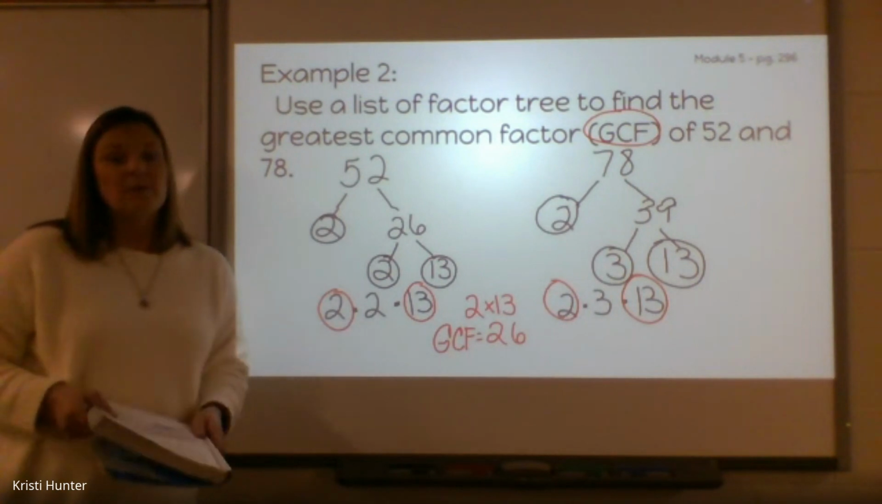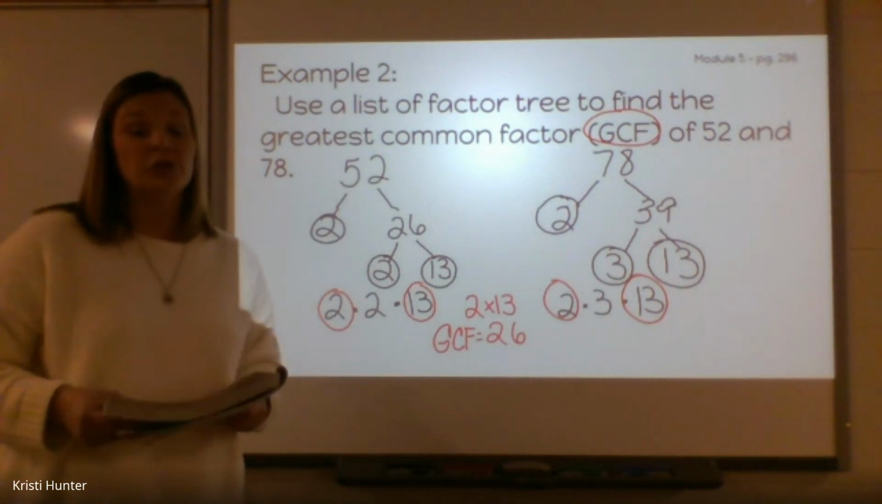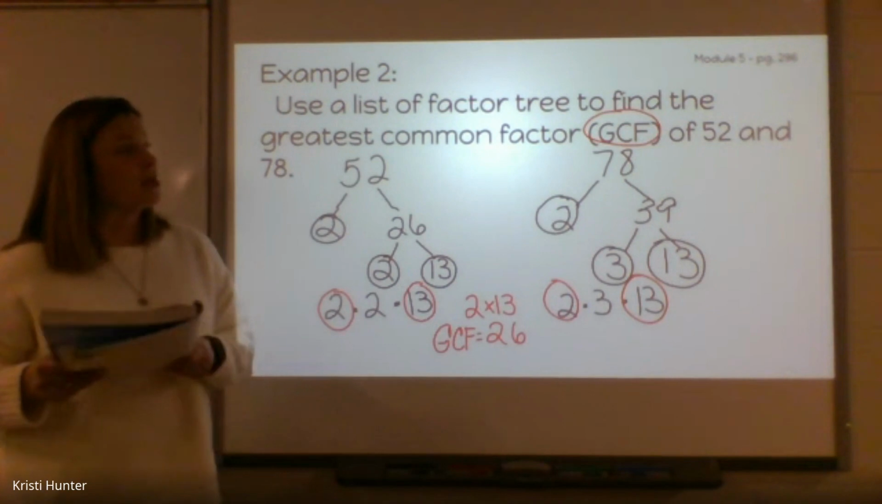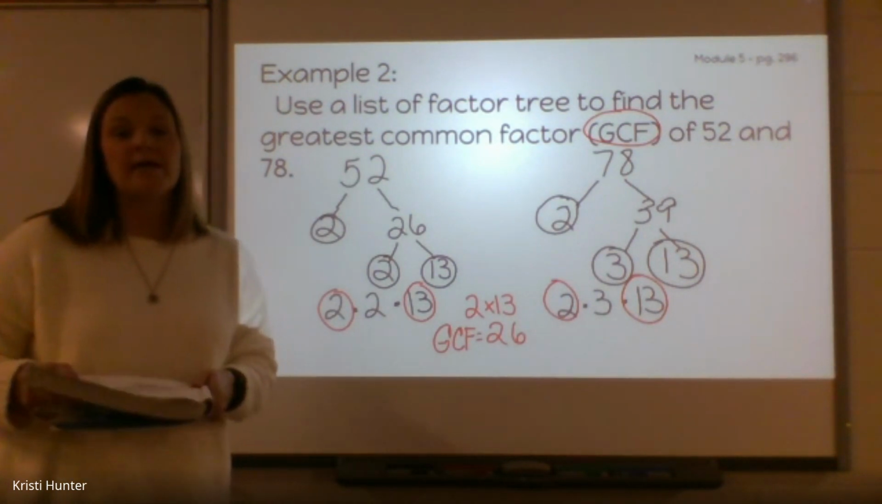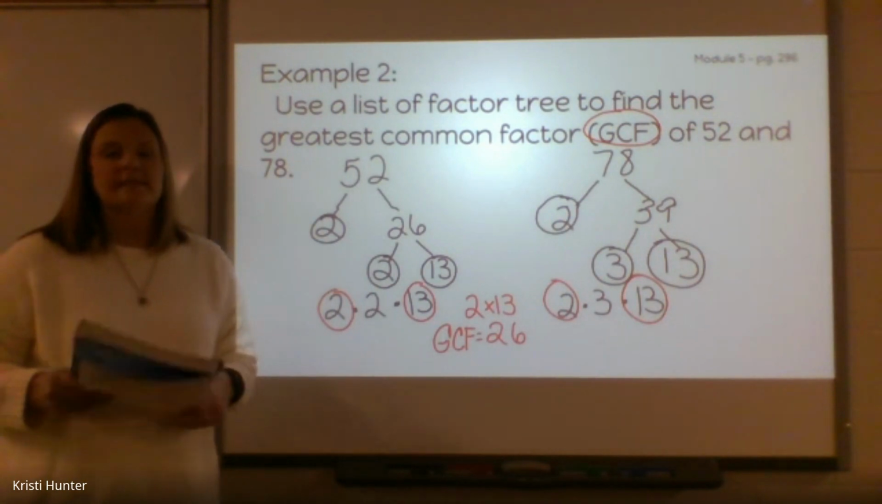So I'm going to give you a minute to work on example 2's check, which is located on 297. If you would pause the video and give them about 2 minutes to work, please.